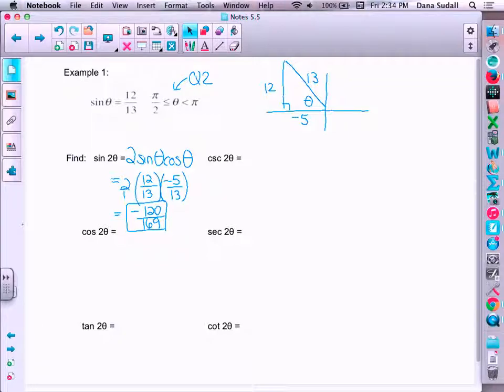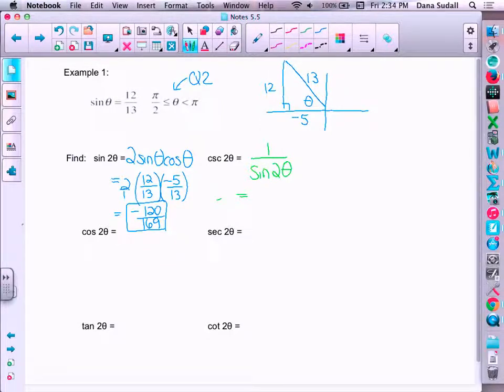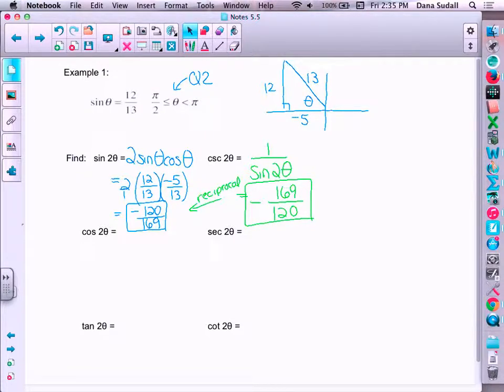And then I could solve cosecant of 2 theta. We didn't do any double angle identities for cosecant or secant or cotangent. But if I know that the sine of 2 theta is equal to negative 120 over 169, cosecant is 1 over the sine of 2 theta, which is just the reciprocal of that fraction that we have there. So 169 over 120, and then you put your negative wherever you like, out in front of the fraction, top, bottom, it doesn't matter there. So all of these reciprocal identities will just flip the fraction then.